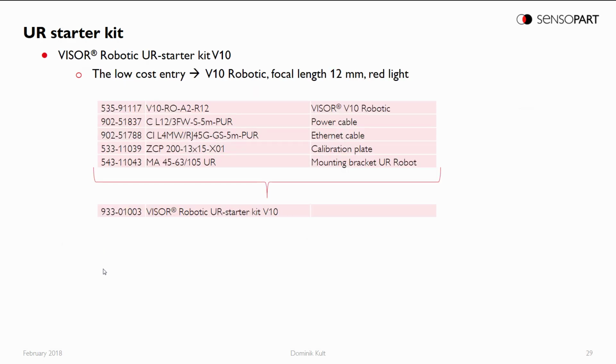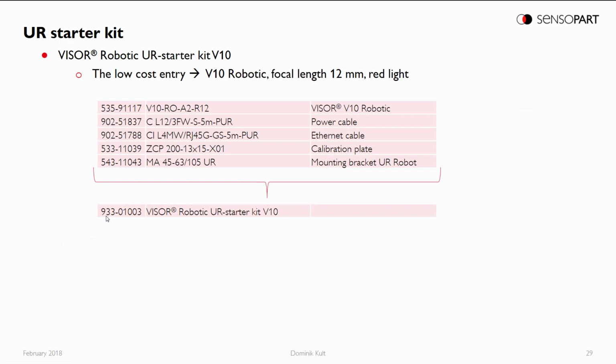The first type of starter kit is, I would call it, a low-cost entry. It's a V10 Robotic device, red light, 12mm lens. We have the cables inside, the calibration plate, and the mounting bracket. And these 5 components are all combined in the article number 933-01003.